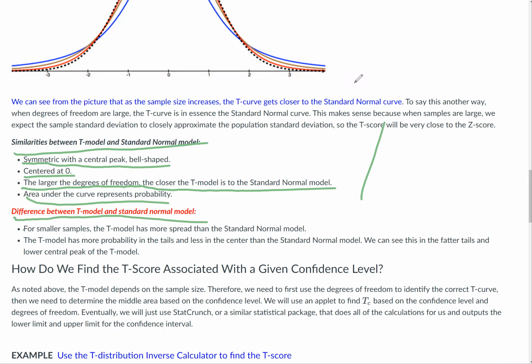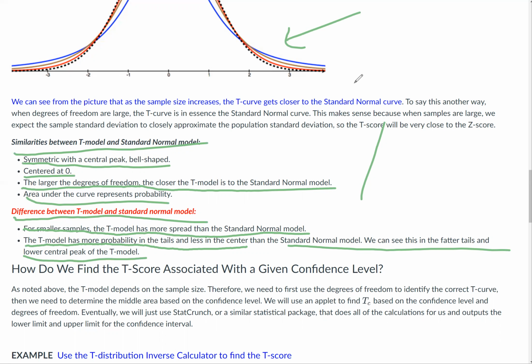First, for smaller samples, the t-model has more spread than the standard normal model. Also, the t-model has more probability in the tails, like we noticed: when df is small, it's higher up at these tails on the left and the right than the standard normal curve. We can see this in the fatter tails and lower central peak of the t-model, as we pointed out. Now we'll talk about how we find the t-scores associated with a certain confidence interval.